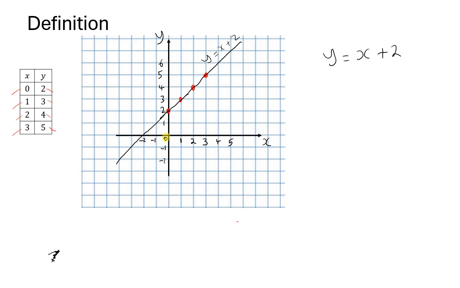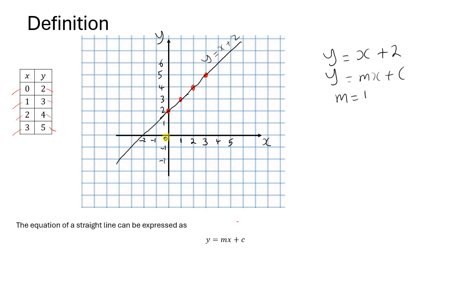And in general, the equation of a straight line can be expressed as y equal to mx plus c, where m is the slope and c is the y-intercept. I will explain that a bit. In this equation, y equal to mx plus c, we can see our m is 1 and our c is 2. So m is the coefficient of x and c is the constant.